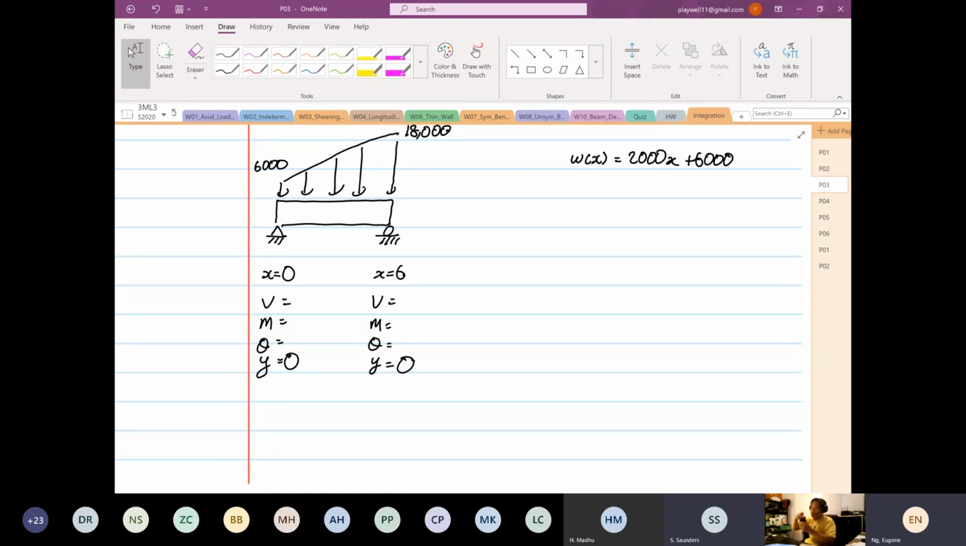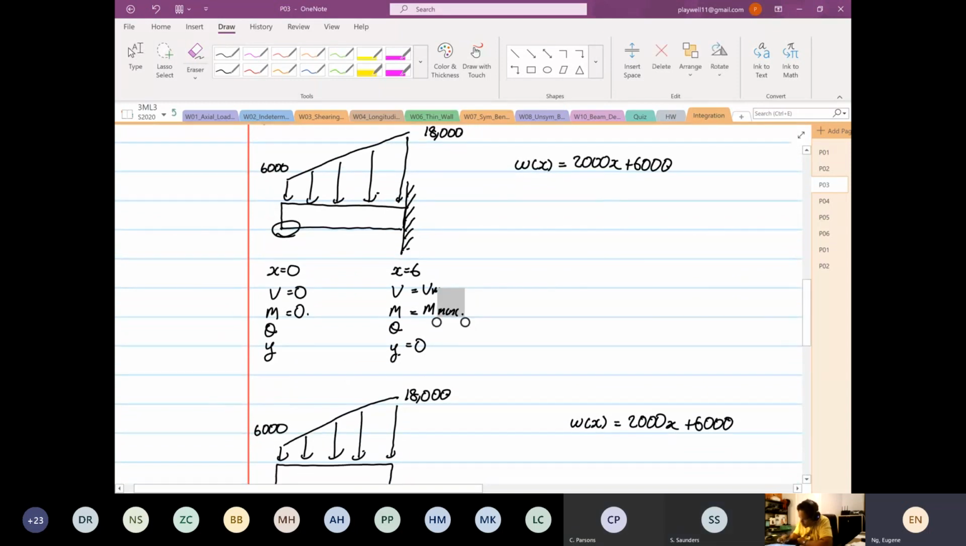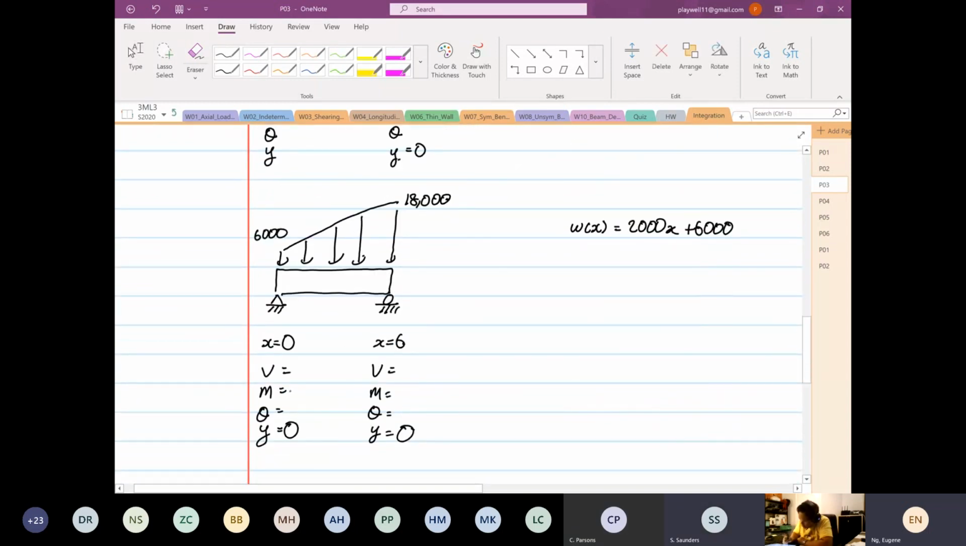Zero. What is 0? 0 is correct, but what is 0? The V and the M. No, the V cannot be equal to 0 because they are reactions. This one can be equal to 0 because there's no support over here. Yes or no? So the only thing now is these two are equal to what?